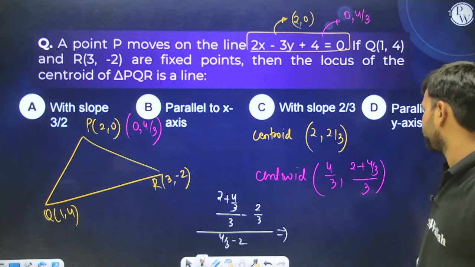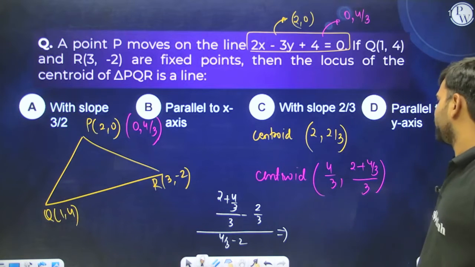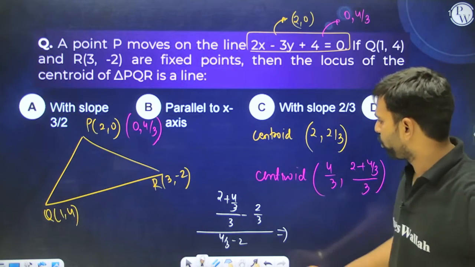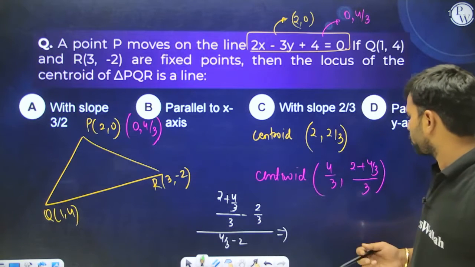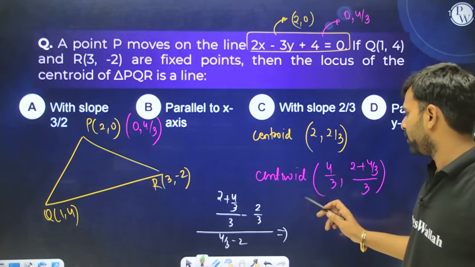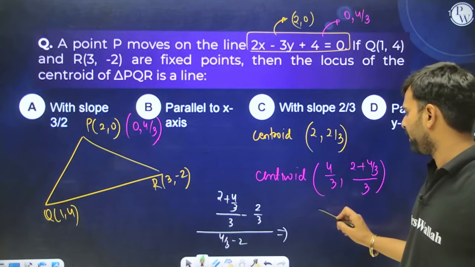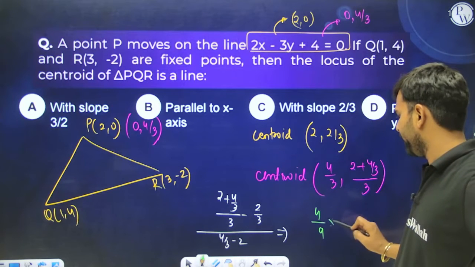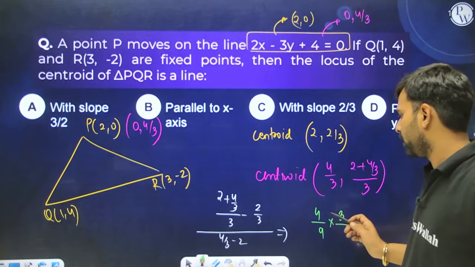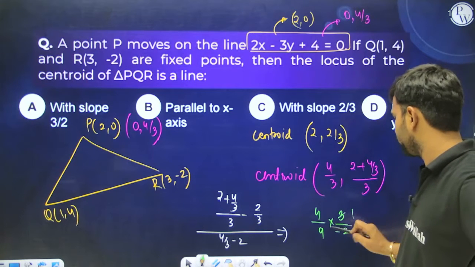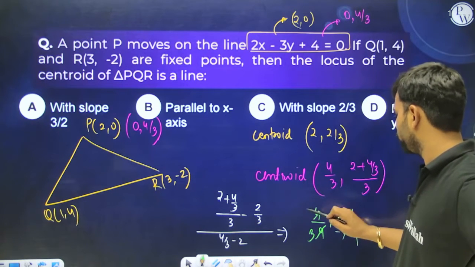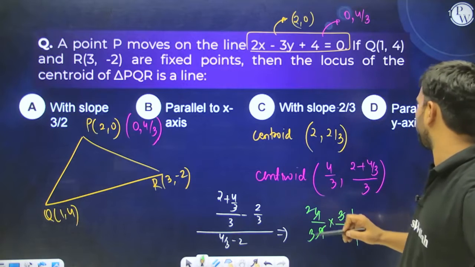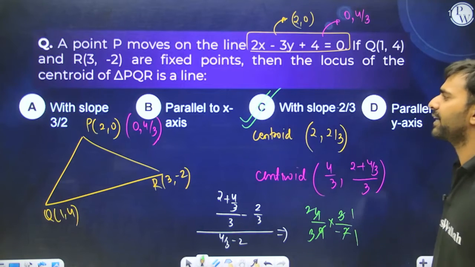Then 2 minus 4 by 3, if we do, what is the slope coming? The slope of these 2 points is coming out to be 4 by 9 into 3 times of minus 6, so minus 2. So 3 ones are 3, then 1, then 2. Slope is minus 2 by 3. It should be minus 2 by 3. So that's why C for Calcutta will be the correct answer.